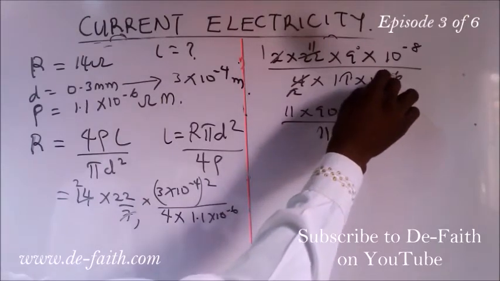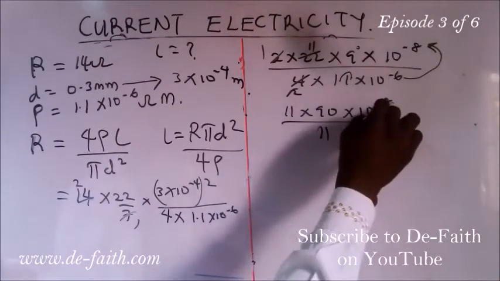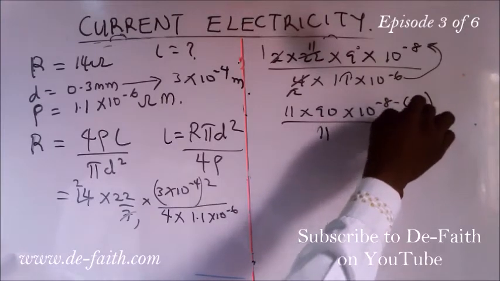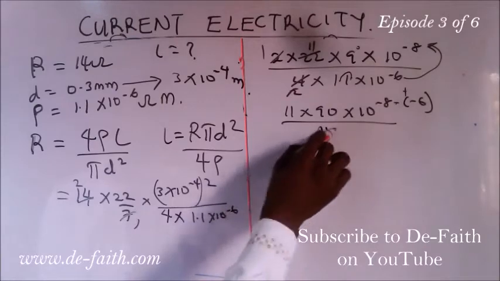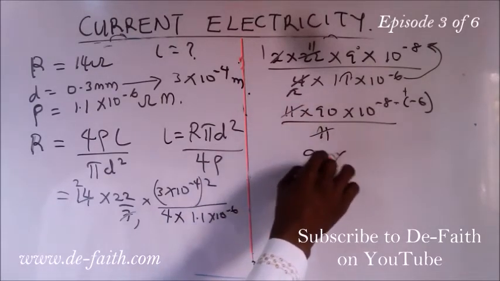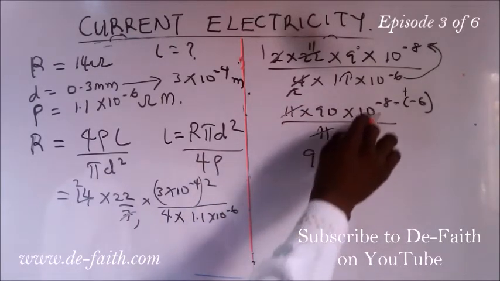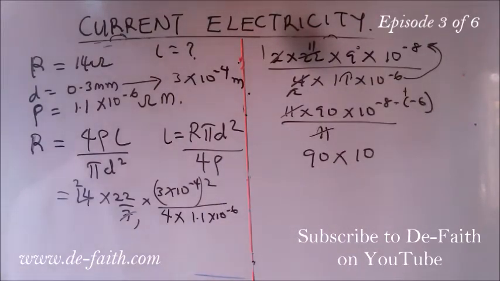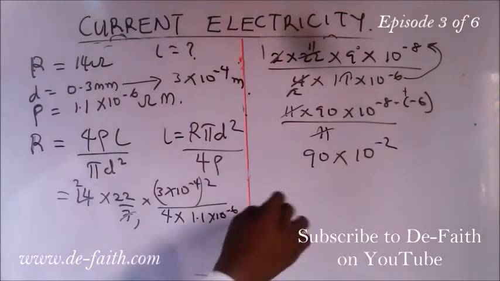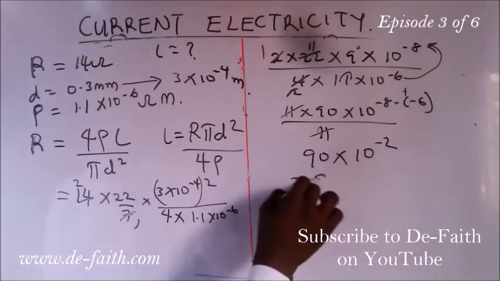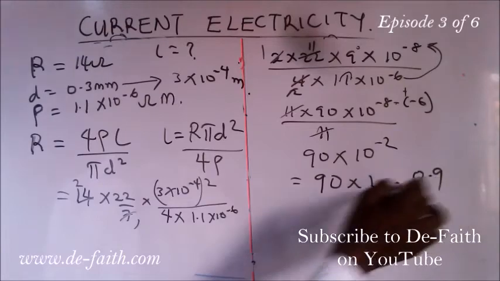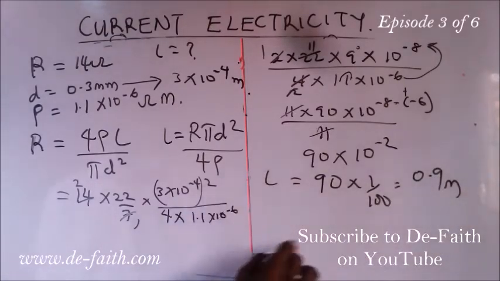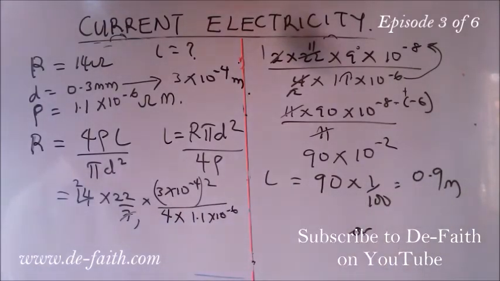Now this 10 to the power minus 6, let it move up. When it moves up, it becomes plus 6, so minus and minus turns to plus. So 11 cancels 11. We have 90 multiplied by 10 to the power of minus 8 plus 6, and that gives us minus 2. So when we multiply this out, this will be 90 times 1 over 100, and that is 0.9 meter. So the length is 0.9 meter. So the answer is 0.9 meter.